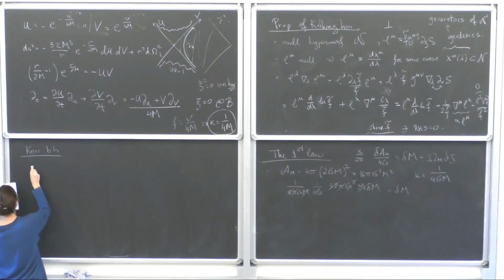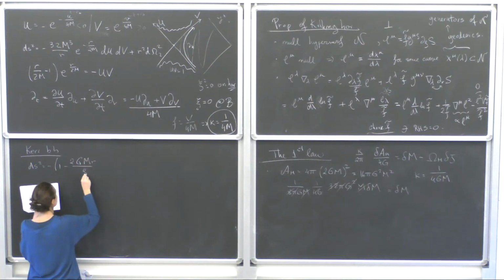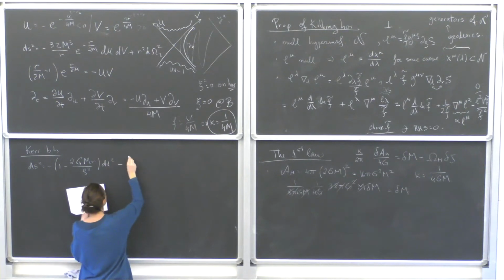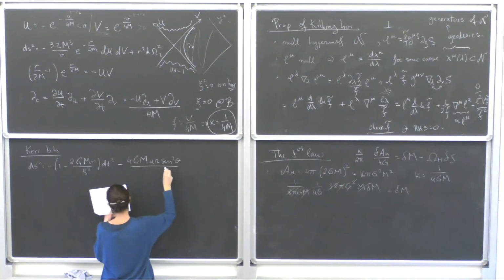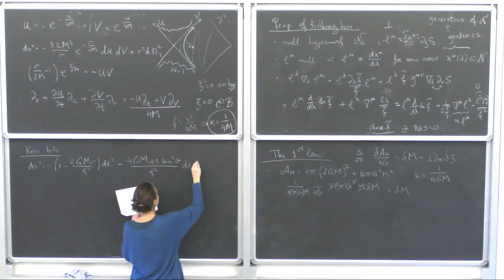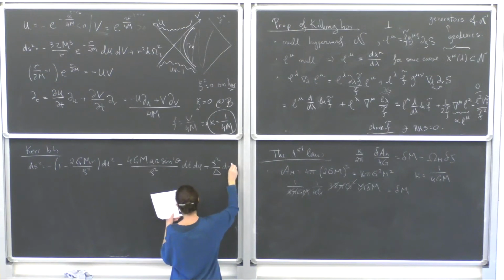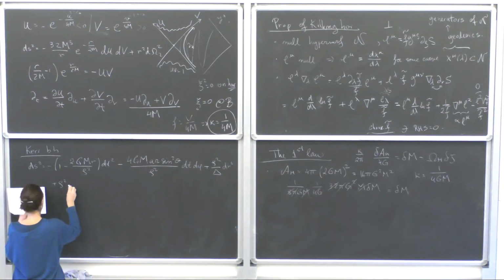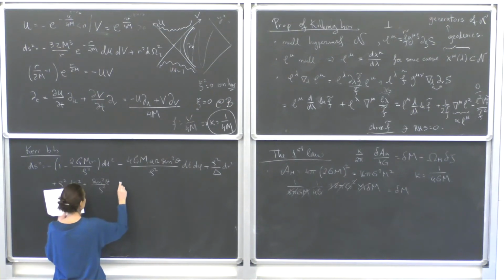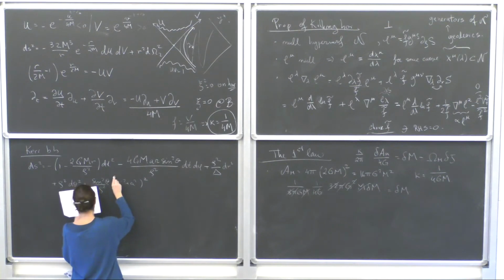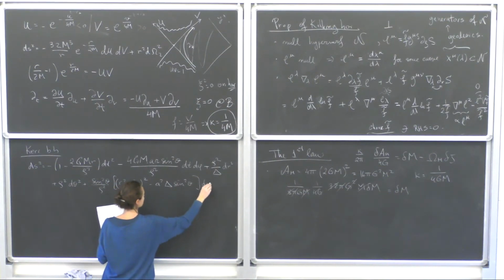So for this, I need to write the metric, which is significantly more complicated. 2GM r over rho squared dt squared minus 4GM a r sine squared theta over rho squared dt d phi plus rho squared over delta dr squared plus rho squared d theta squared plus sine squared theta over rho squared, r squared plus a squared, squared, minus a squared delta, sine squared theta d phi squared.